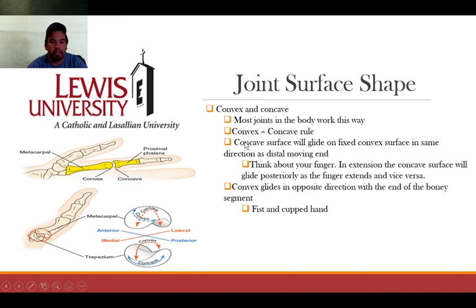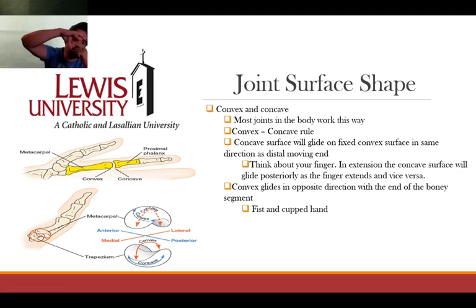That means that a concave surface will glide on a fixed convex surface in the same direction as the distal moving end. Okay? Think about your finger. In extension, the concave surface will glide posteriorly as the finger extends, vice versa. And then the convex glides in the opposite direction with the end of the bony segment. So think of this as a fist with a cupped hand. You can see it here on these two pictures, okay? But this is the easiest way to talk about it, okay?